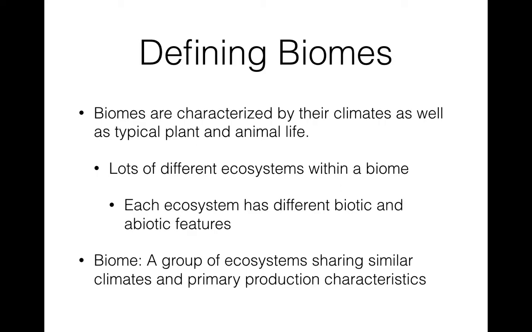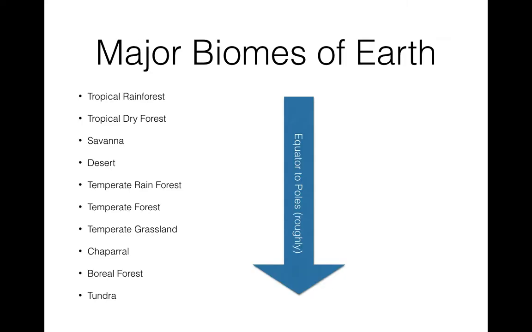And primary production characteristics, so plant life. We can start at the equator and either go north or south toward the poles. But in general, when we do that, these are the biomes we would run into: tropical rainforest, tropical dry forest, savanna, deserts, temperate rainforest, temperate forest, temperate grassland, chaparral, boreal forest, and then tundra.